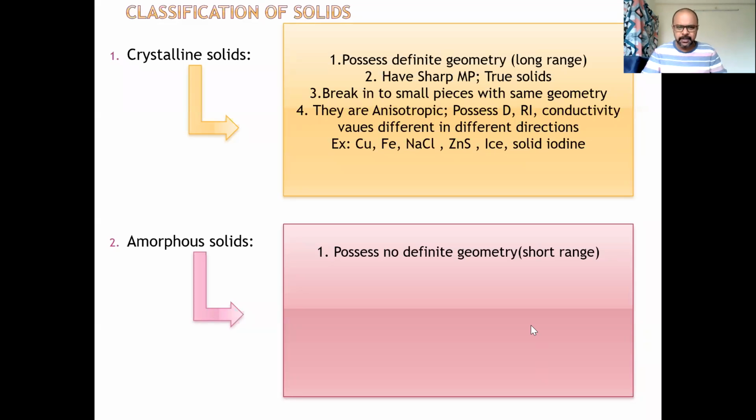I was about to give an analogy for definite geometry and no definite geometry, for crystalline and amorphous. You take a classroom with about 25 benches, and students come and arrange. In each bench, four students are accommodated. So the entire classroom has four students in each bench. There is a definite geometry, and that geometry is extended throughout the classroom. It's long range. So that is crystalline.